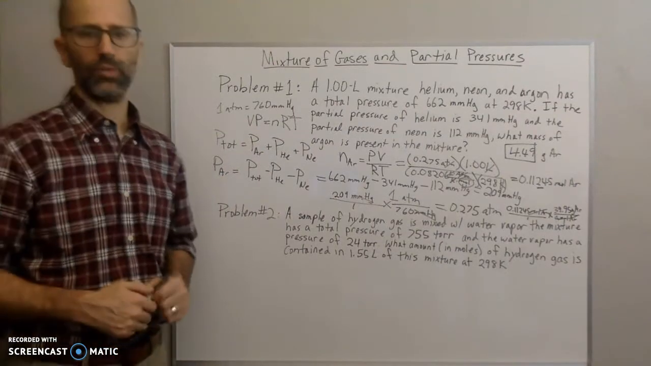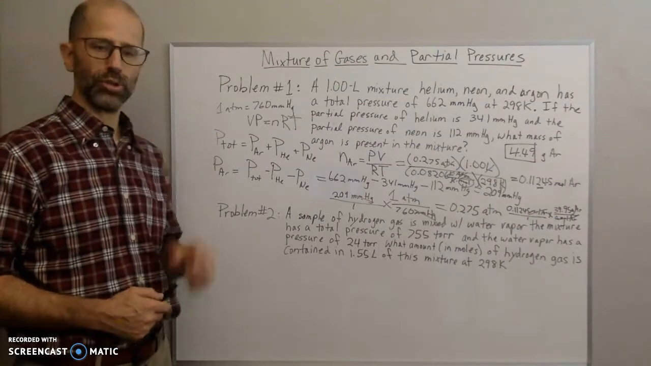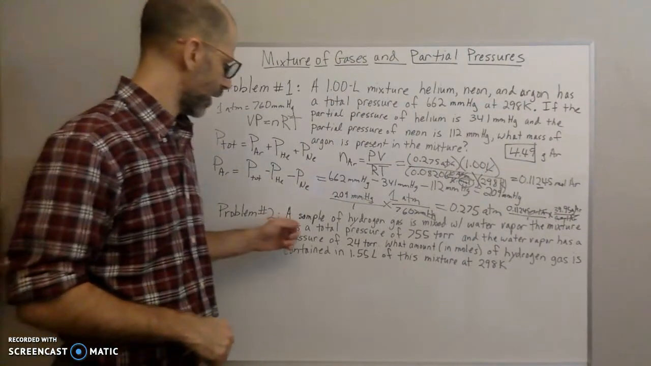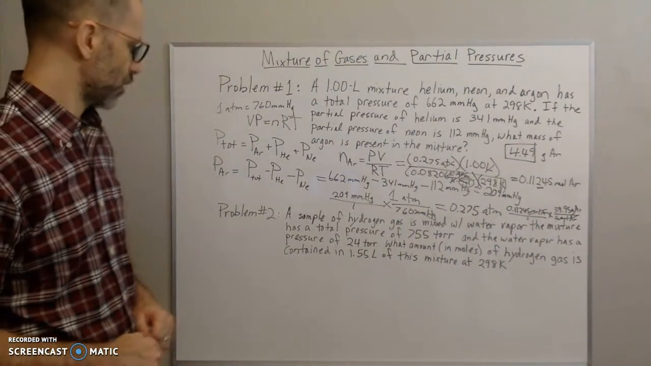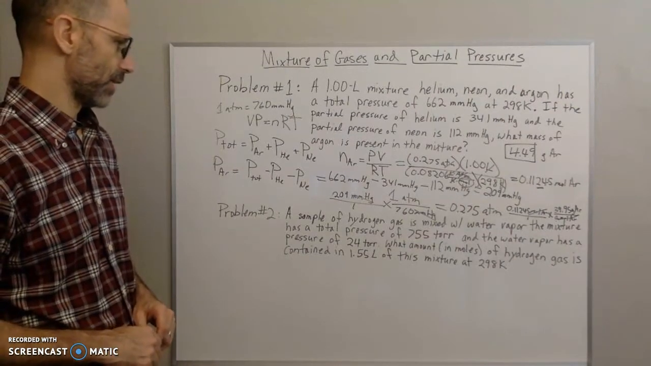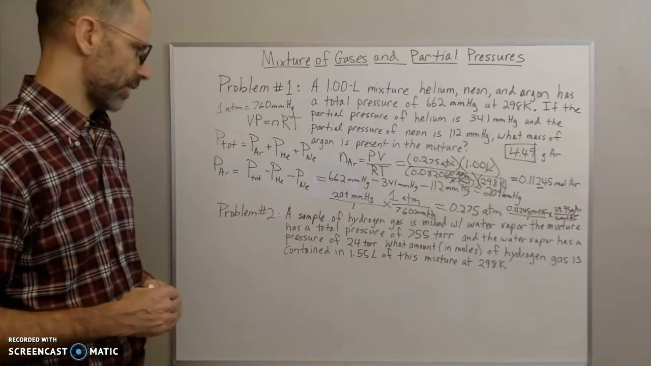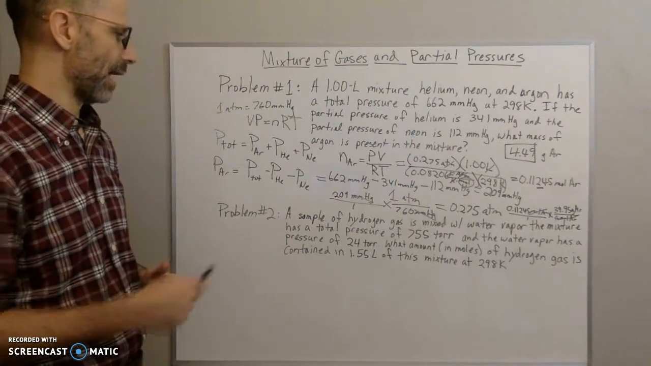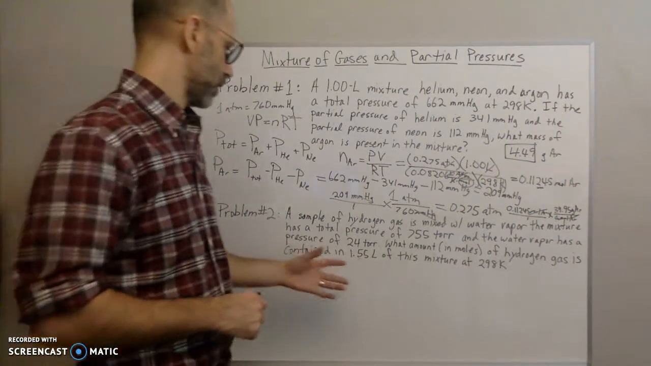I'm Mr. Kovold, and in this video I'm going to continue with the second problem involving partial pressures and mixtures of gases. So in this problem we're told that a sample of hydrogen gas is mixed with water vapor. The mixture has a total pressure of 755 torr, and the water vapor has a pressure of 24 torr. What amount in moles of hydrogen gas is contained in 1.55 liters of this mixture at 298 Kelvin?